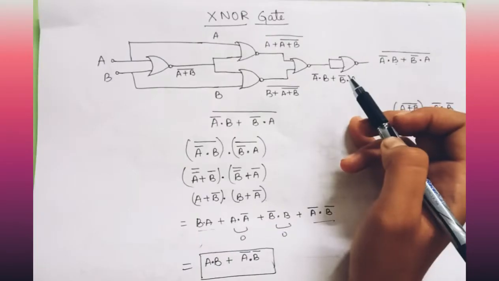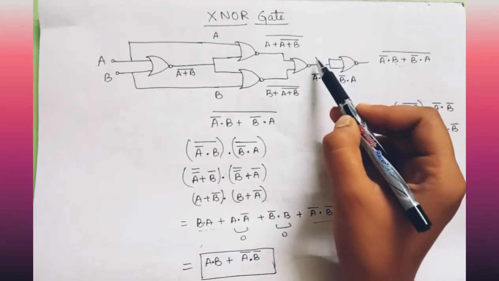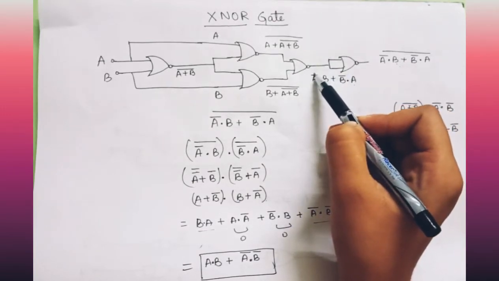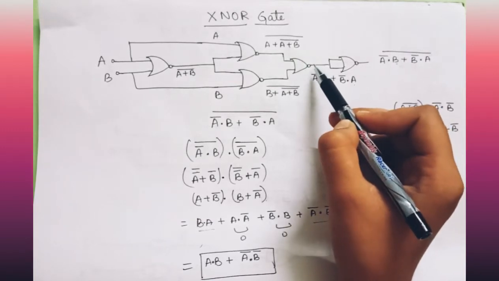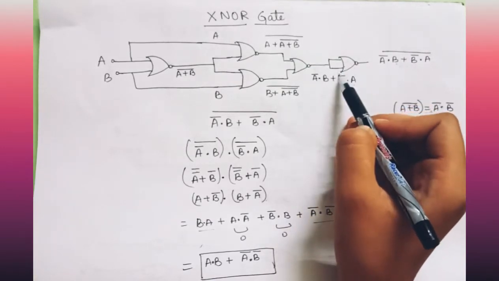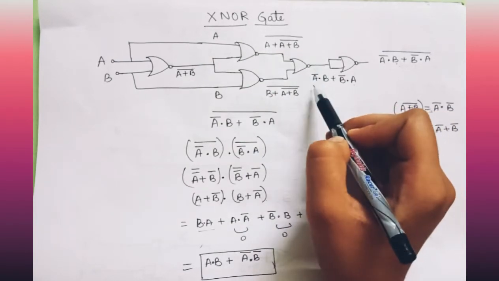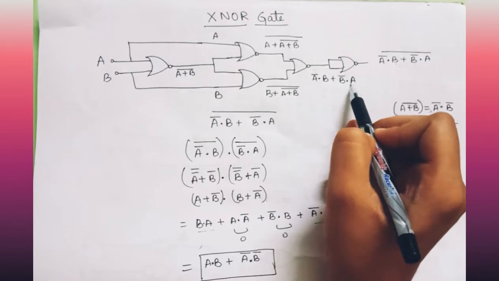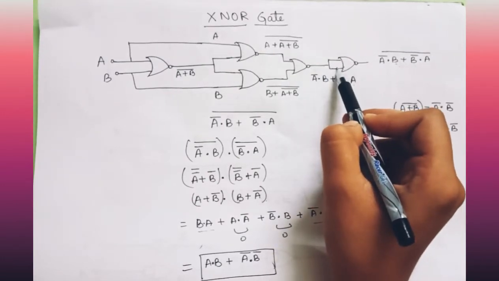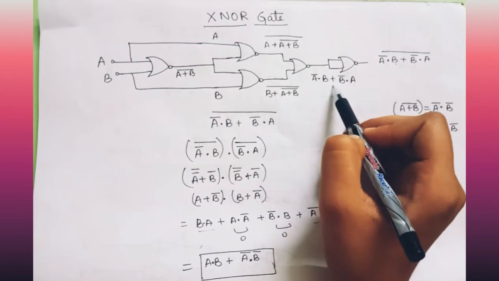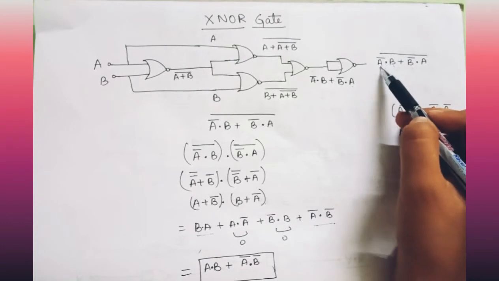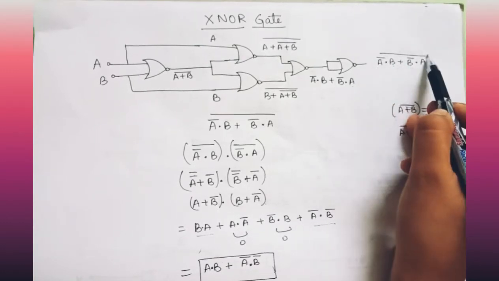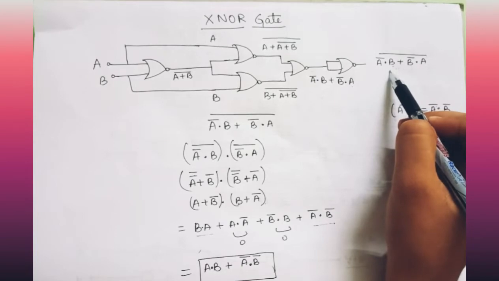The last gate is XNOR gate. Till here, the circuit of XNOR gate is the same as XOR gate because the complement of XOR gate is the output of XNOR gate. Since we have to complement, we have added a NOT gate here. The output of this NOR gate will be A bar into B plus B bar into A. So the input of this NOT gate becomes A bar into B plus B bar into A. Now since it complements the input, the output will be (A bar into B plus B bar into A) whole bar. Now we'll solve this equation to get the output of XNOR gate.